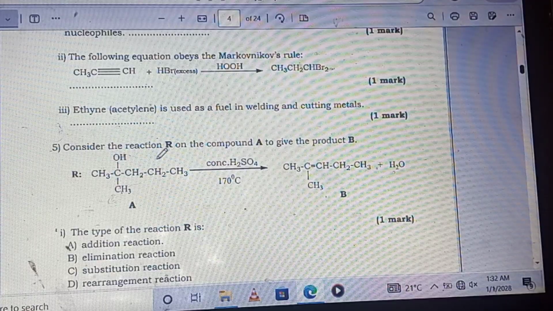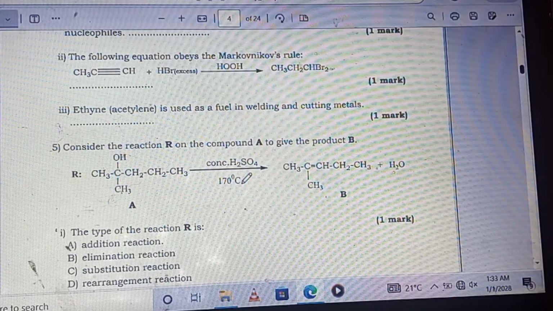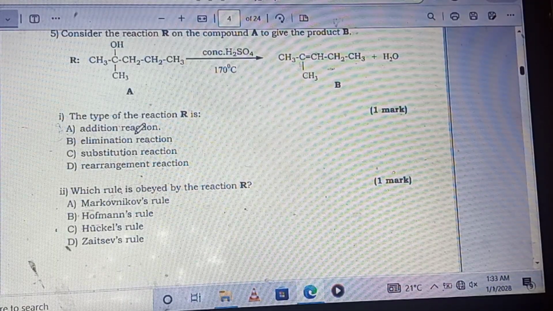Question 5. Consider the reaction R on the compound A to give the product B. You see we have alcohol in the presence of concentrated sulfuric acid and 170 degrees Celsius as the temperature. We produce alkene and water. The type of reaction R is... the correct answer is letter B, elimination.